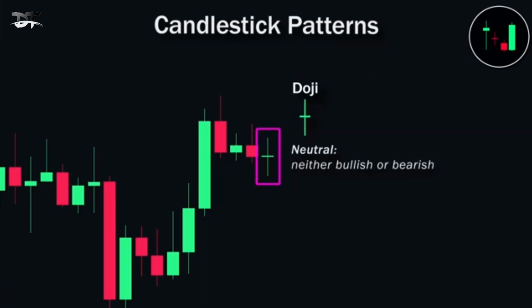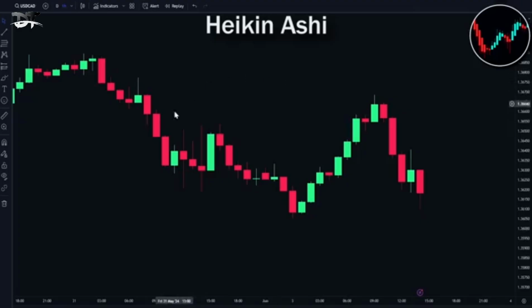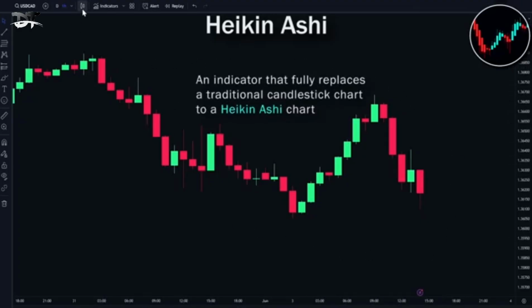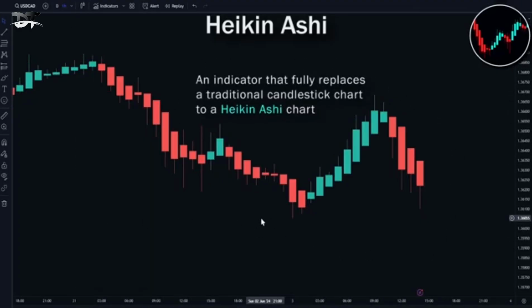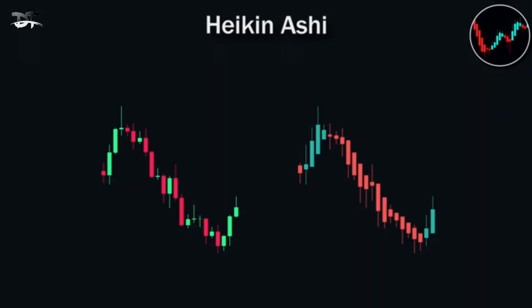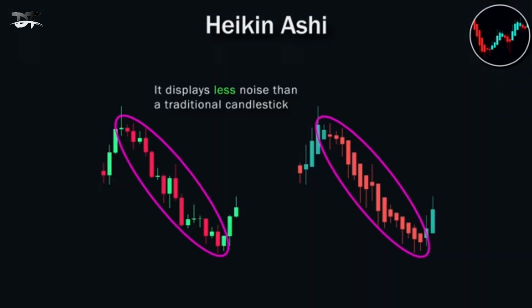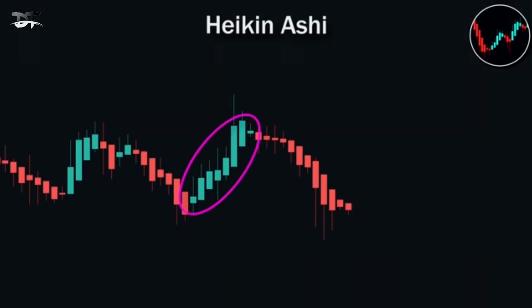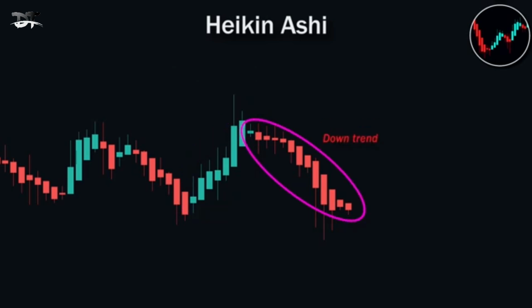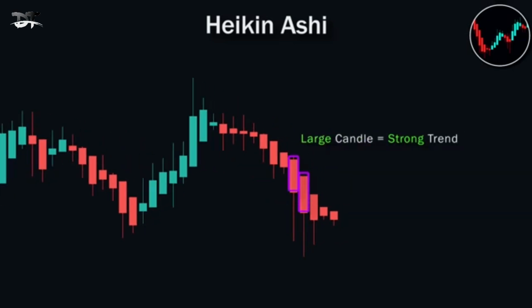Heikin Ashi. It is an indicator that fully replaces a traditional candlestick chart to a Heikin Ashi chart. When applied, it tends to give less noise than a traditional candlestick. A green Heikin Ashi candle signals that the price is on an uptrend, and the red Heikin Ashi candle signals that the price is on a downtrend. The size of the candle's body also indicates how strong a trend is. The larger the candle, the stronger the trend. Keep in mind that the Heikin Ashi only acts as an indicator.